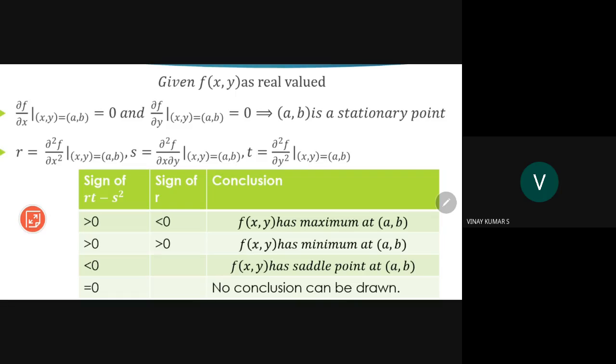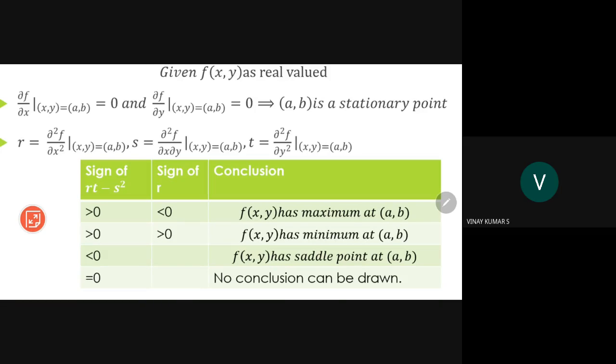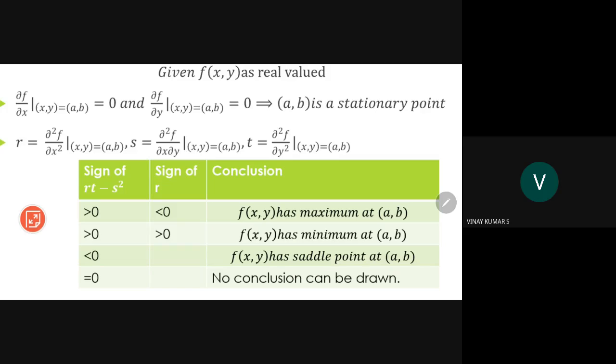If rt minus s square is greater than 0 and r is less than 0, then f x, y has a maximum at a, b. Both should be greater than 0 for a conclusion. If r is greater than 0, then f has a minimum at a, b. So if r is less than 0, it is maximum; if r is greater than 0, it is minimum, provided that rt minus s square is greater than 0. In other cases, rt minus s square may be less than 0 or equal to 0. If it is equal to 0, we cannot draw any conclusion. But if it is less than 0, you can say it has a saddle point at a, b.